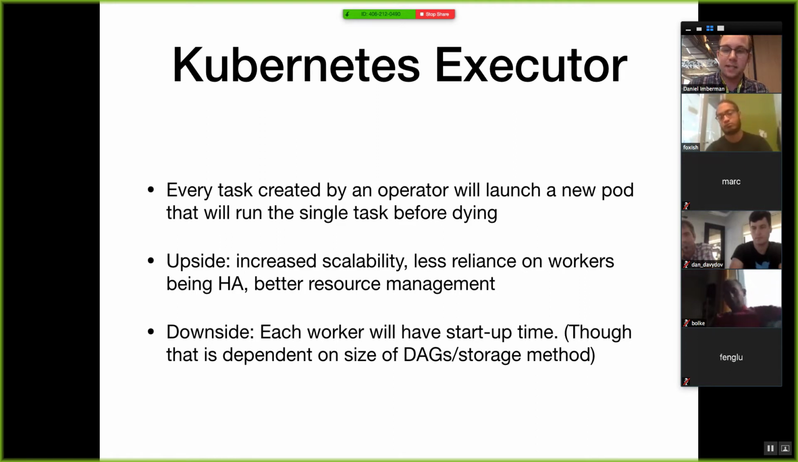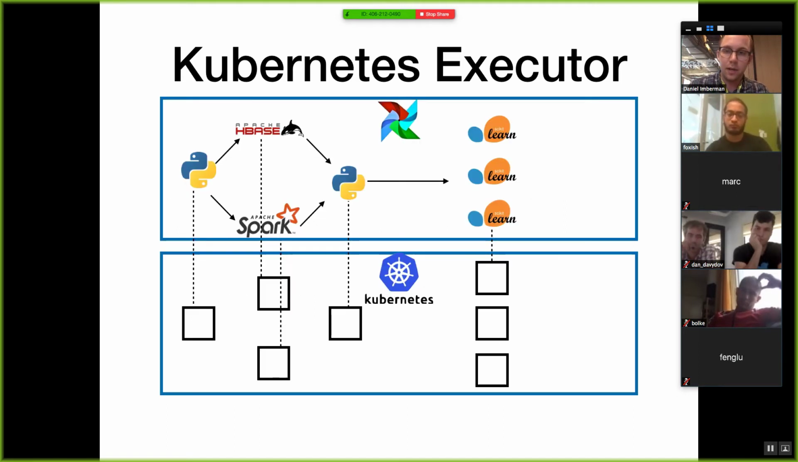The big upside to this is that it massively increases scalability and elasticity of the cluster. If you're not currently running any job, you don't have any static workers wasting resources, and if you suddenly get a massive influx of jobs, you have much more flexibility to grow, since you're not limited by the number of workers you already have statically running. The downside is that each worker will have some amount of startup time, though that's heavily dependent on the size and number of DAGs you have for an individual Airflow instance and the storage method that you're using, which is something we'll discuss a little further later.